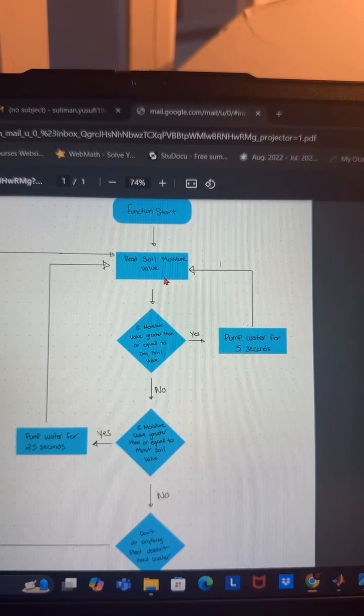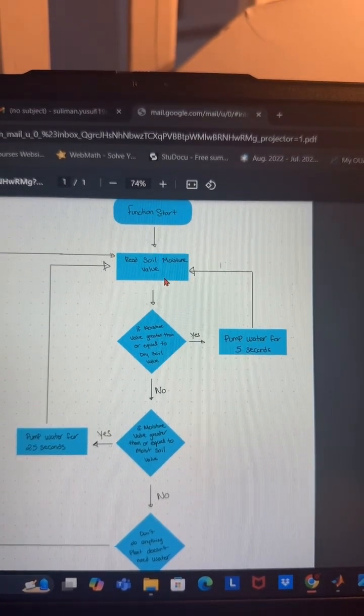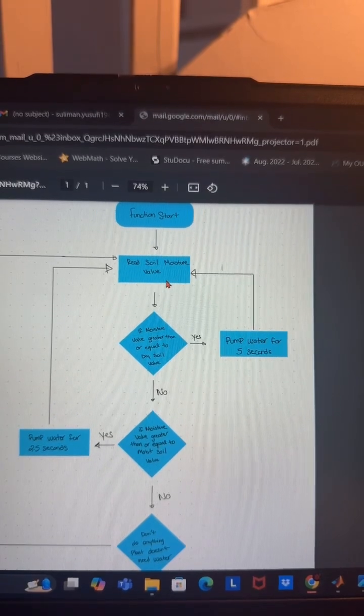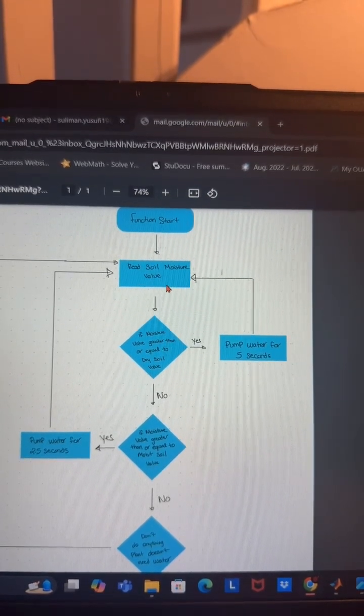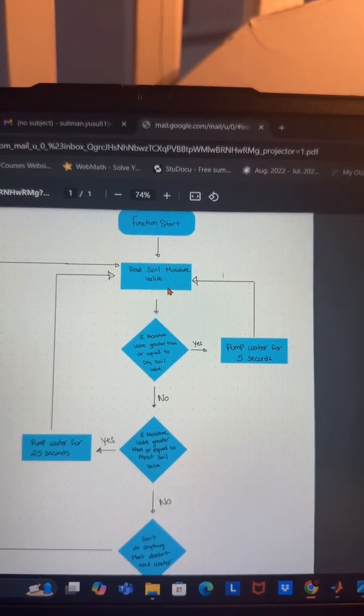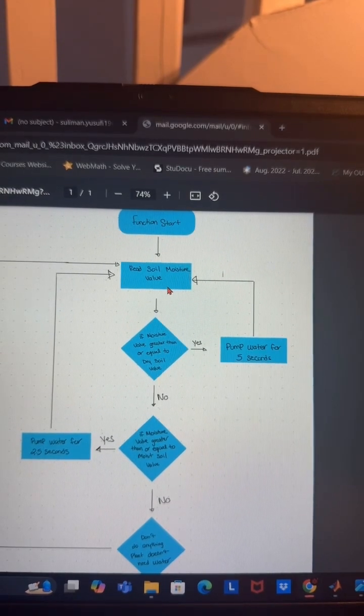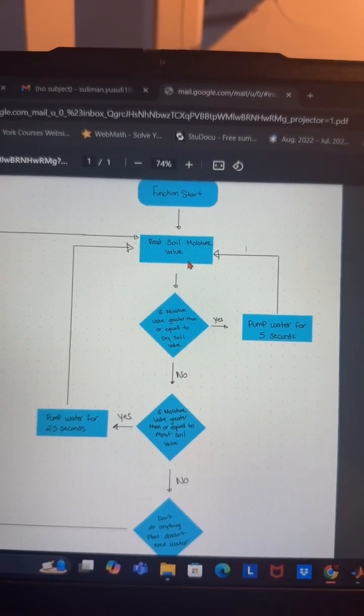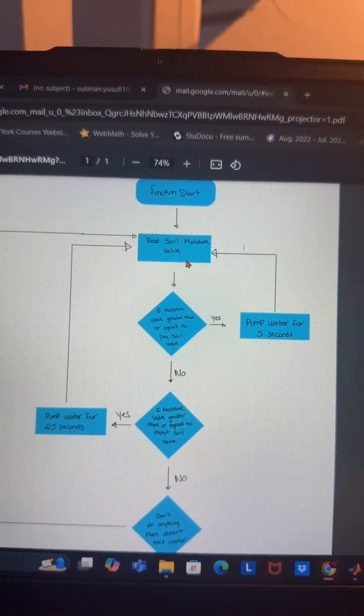So the project uses an algorithm based on soil moisture sensor reading to determine the system's behavior. It transitions between states wet, moist, or dry, based on the sensor's input. This state machine approach ensures that the watering only occurs when necessary, improving efficiency. So if it's dry, it pumps the water for 5 seconds. If it's moist, it turns the water on for 2.5 seconds.